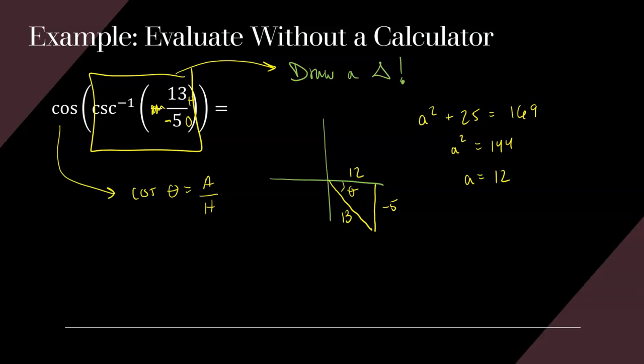So now we could find the cosine. It's going to be the adjacent over the hypotenuse. So your answer would be 12/13.